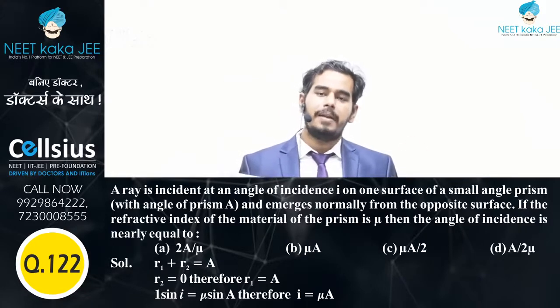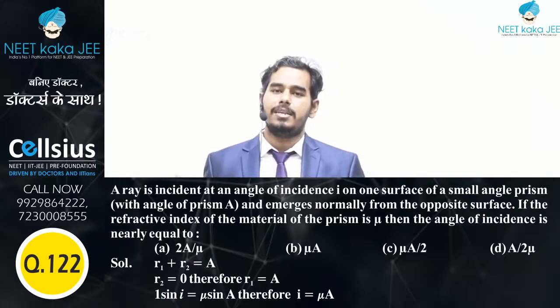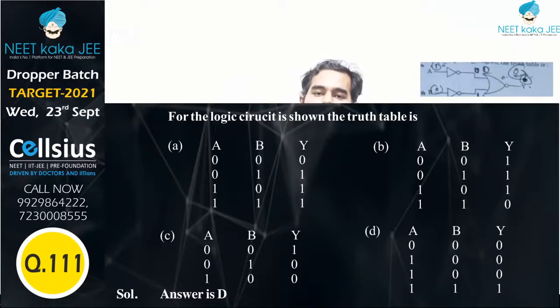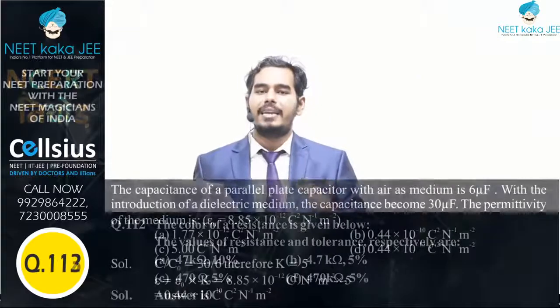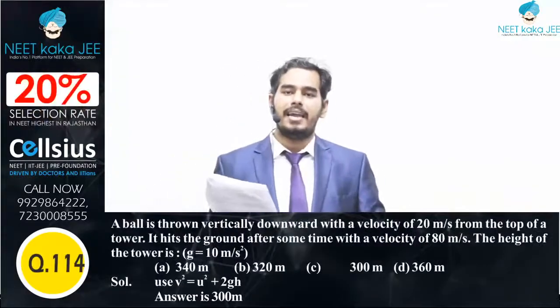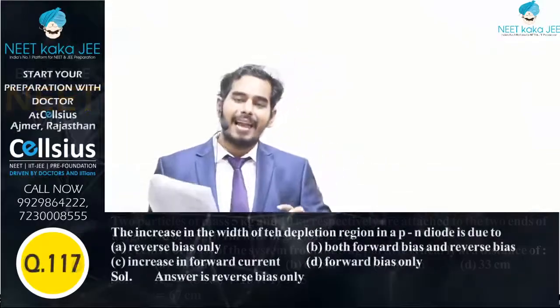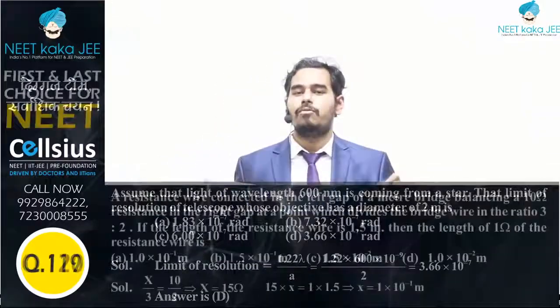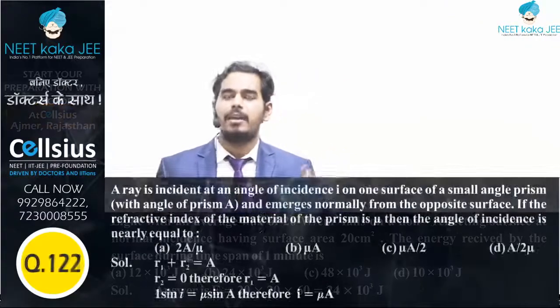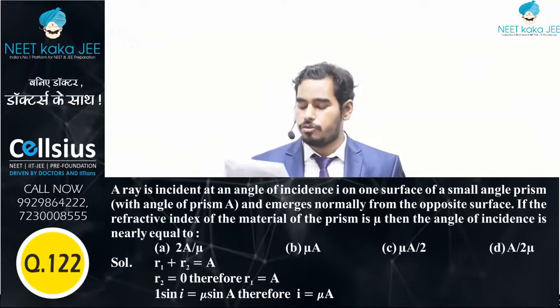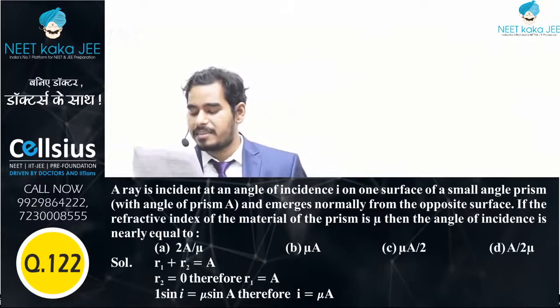That is what you are applying Snell's law. So mu1 sine I equal to mu2 sine R. But because mu1 is air, we are going to write mu1 as 1. So 1 sine I is equal to mu sine R, and instead of R we are going to write A. So 1 sine I is equal to mu sine A, but as angles are small, sine I is equal to I and sine A equal to A. So 1 into I equal to mu into A, or simply I equal to mu into A. So this is our answer. So the answer is B.